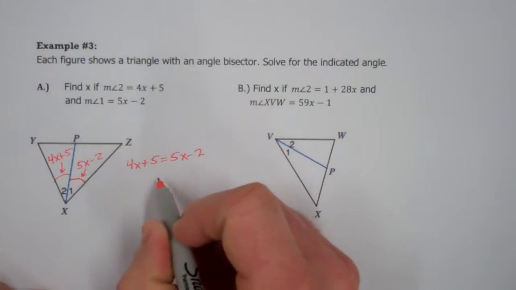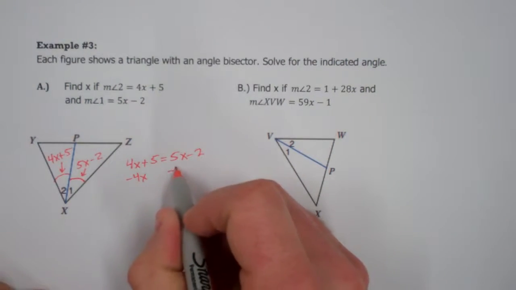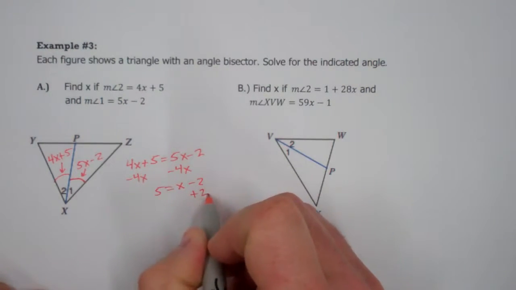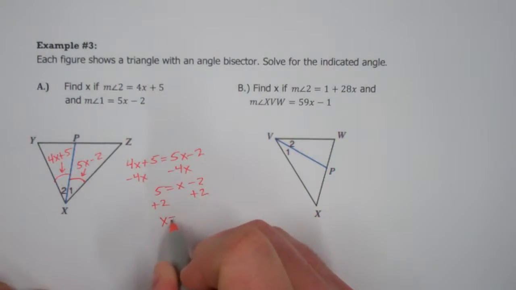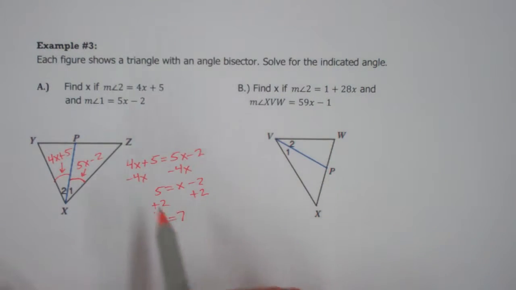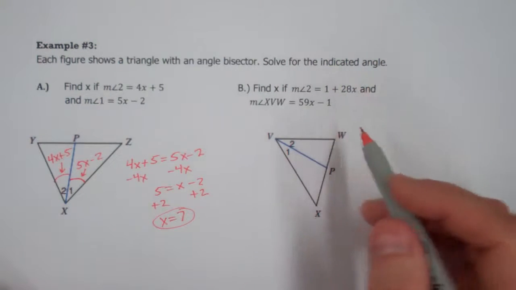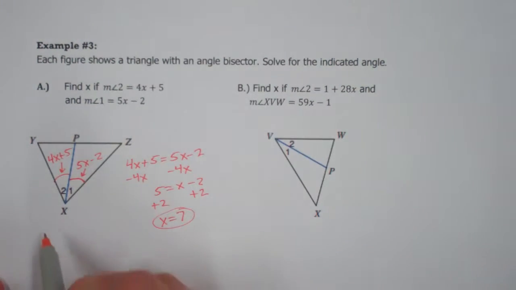4x plus 5 equals 5x minus 2, so we'll subtract 4x. 5 is equal to x minus 2, and we'll add 2, making x 7. This problem specifically asks us to find x, but above it does say solve for the indicated angle. So let's just substitute this back in and see what we get.